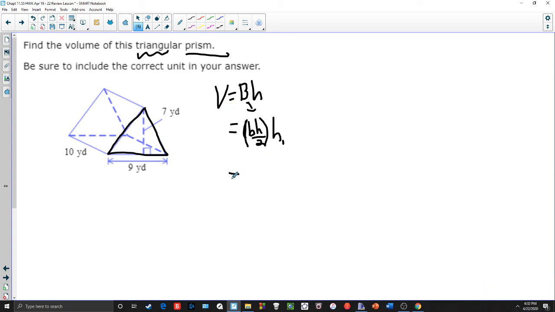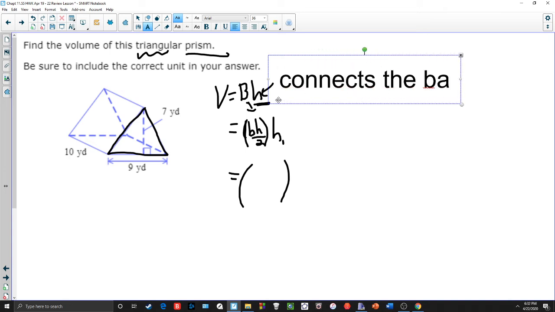Now, triangular prisms can be a bit tricky because you're looking for multiple heights, the height of the triangle and the height of the prism. So the way you know which one's the height of the prism, the way you know which h this is, is that this h is the one that connects the bases. So this one right here, I'm not even going to try to write it out here, I'm just going to type it out. So this h right there is the one that connects the bases.